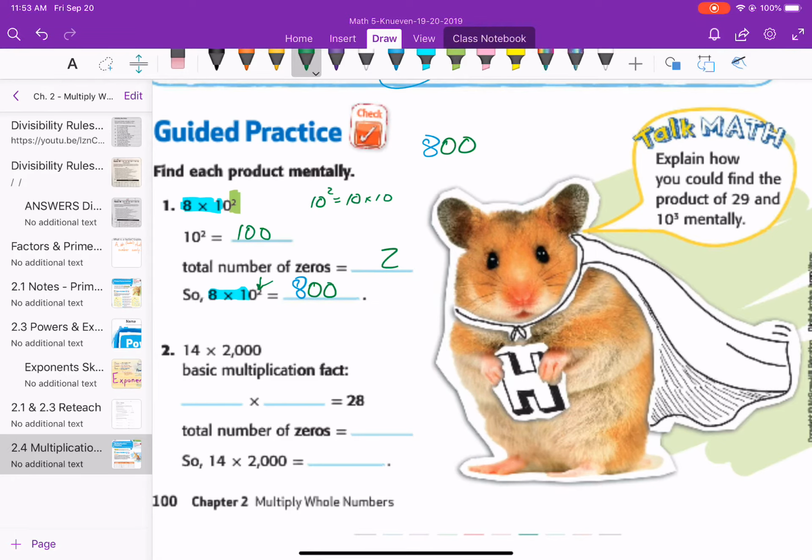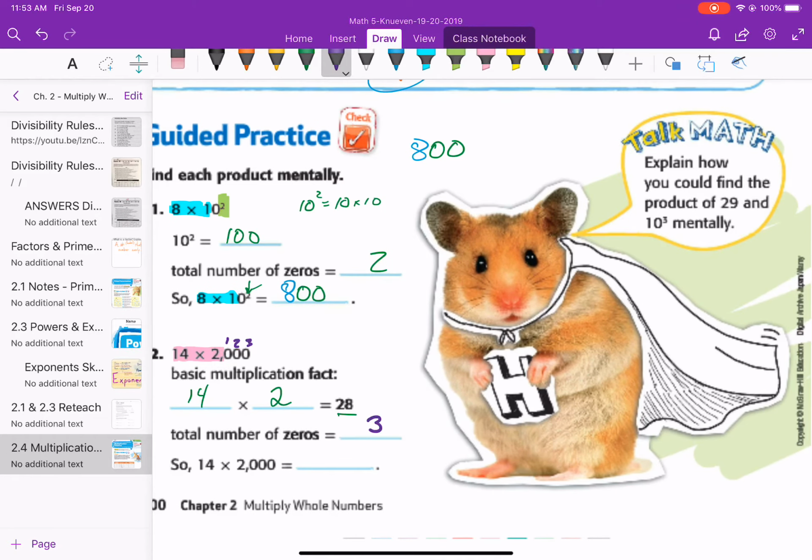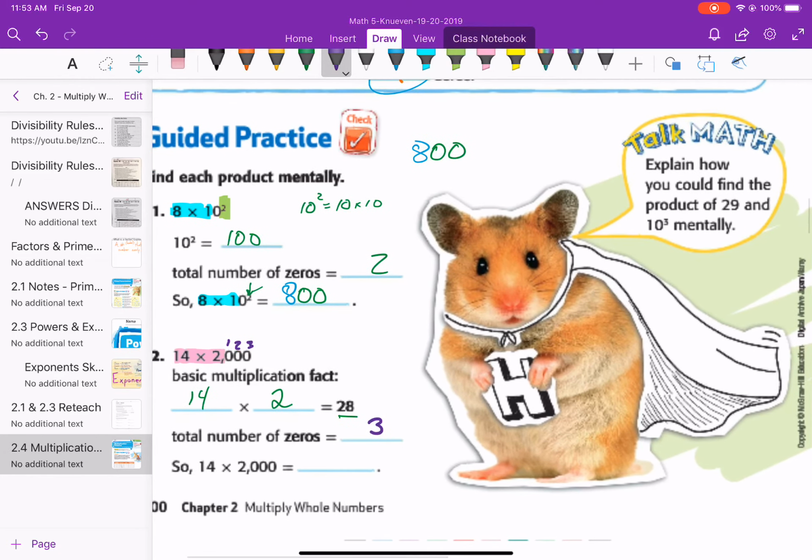Let's look at our next one. And I see my basic problem. This is always where we start, 14 times 2. Basic problem here is 14 times 2, and you get 28. Now I'm going to count my zeros, and I see I've got 1, 2, 3 zeros. So I should have 3 zeros in my answer after that basic problem. So 28, right? That's our basic problem. And then I'm going to add my 3 zeros, 1, 2, 3. That's where these came from. And so my answer is 28,000.